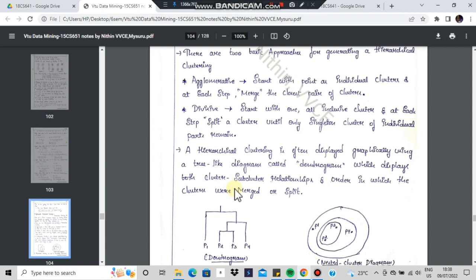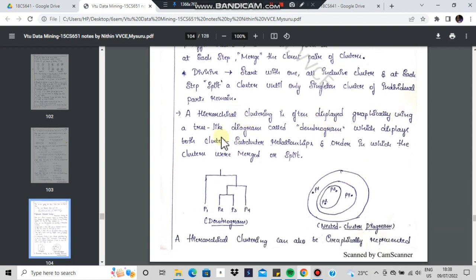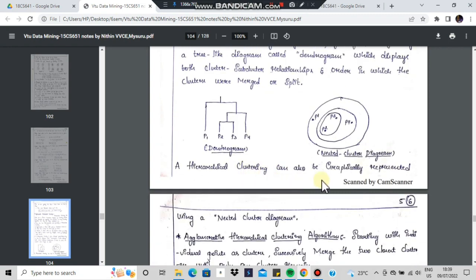Hierarchical clustering is often displayed graphically using a tree-like diagram called a dendrogram, which displays both the cluster-subcluster relationships and the order in which the clusters were merged or split. So here's the dendrogram result, and here is a nested cluster diagram. P1, P2, P3, P4 appear wherever they belong. The innermost is P2 and P3, so they are present here. This is the second tier, and this is the first tier. A hierarchical clustering can also be graphically represented using a nested cluster diagram like this.